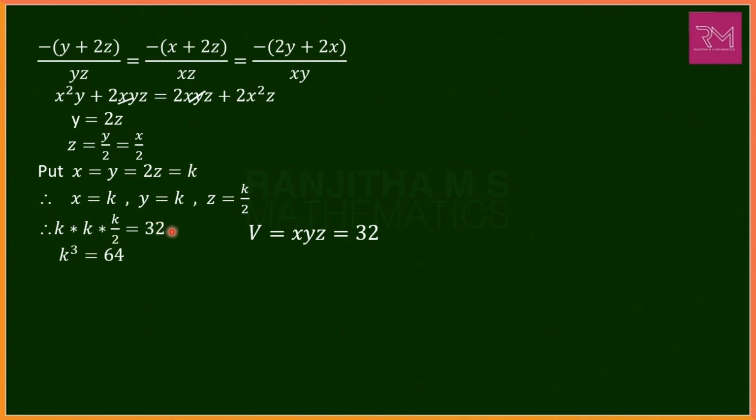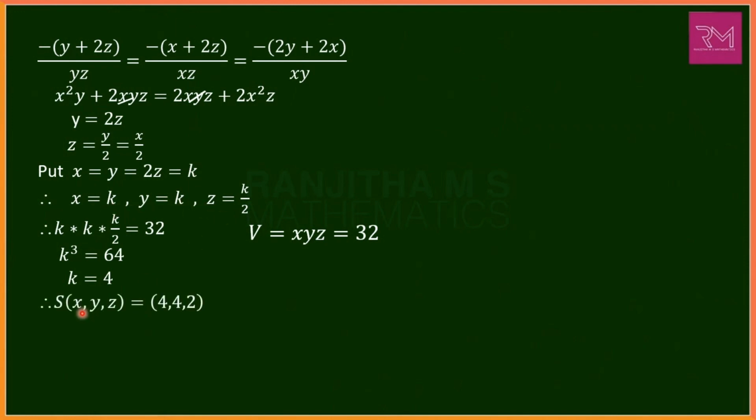If we take 2 to the right hand side, that becomes 32 into 2. Hence we get k cube, which is equal to 64. So we can take the k value as 4, since the cube root of 64 is 4. Hence we get the k value as 4.